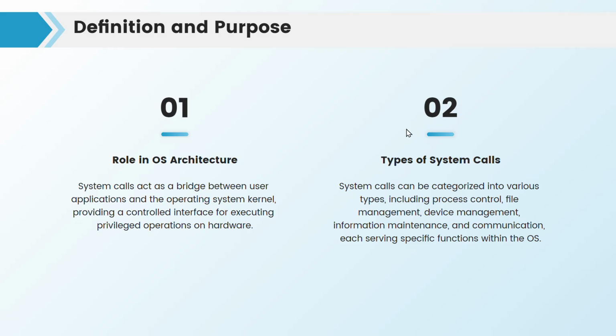Introduction to system calls. Role, definition and purpose of system call. Role in OS architecture. System calls act as a bridge between user application and the operating system kernel, providing a controlled interface for executing privileged operations on hardware. Types of system calls. System calls can be categorized into various types, including process control, file management, device management, information maintenance, and communication, each serving specific functions within the OS.